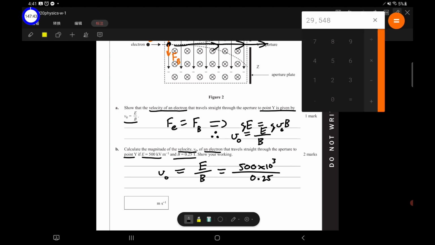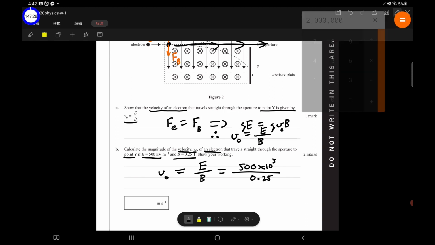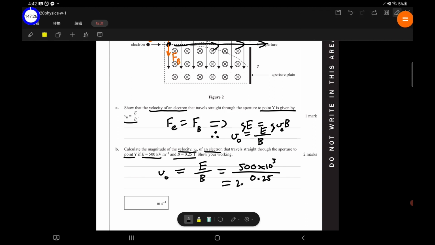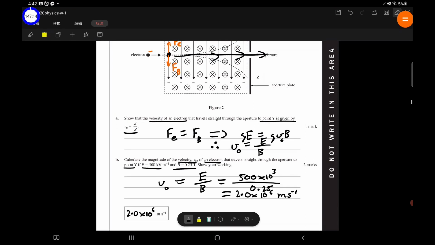Doing this real quick. All right, so we end up with a speed of 2 million, which is pretty insane, but hey, this is an electron. Just to double check quick, is the speed greater than the speed of light? No, it's not, so still fairly reasonable.